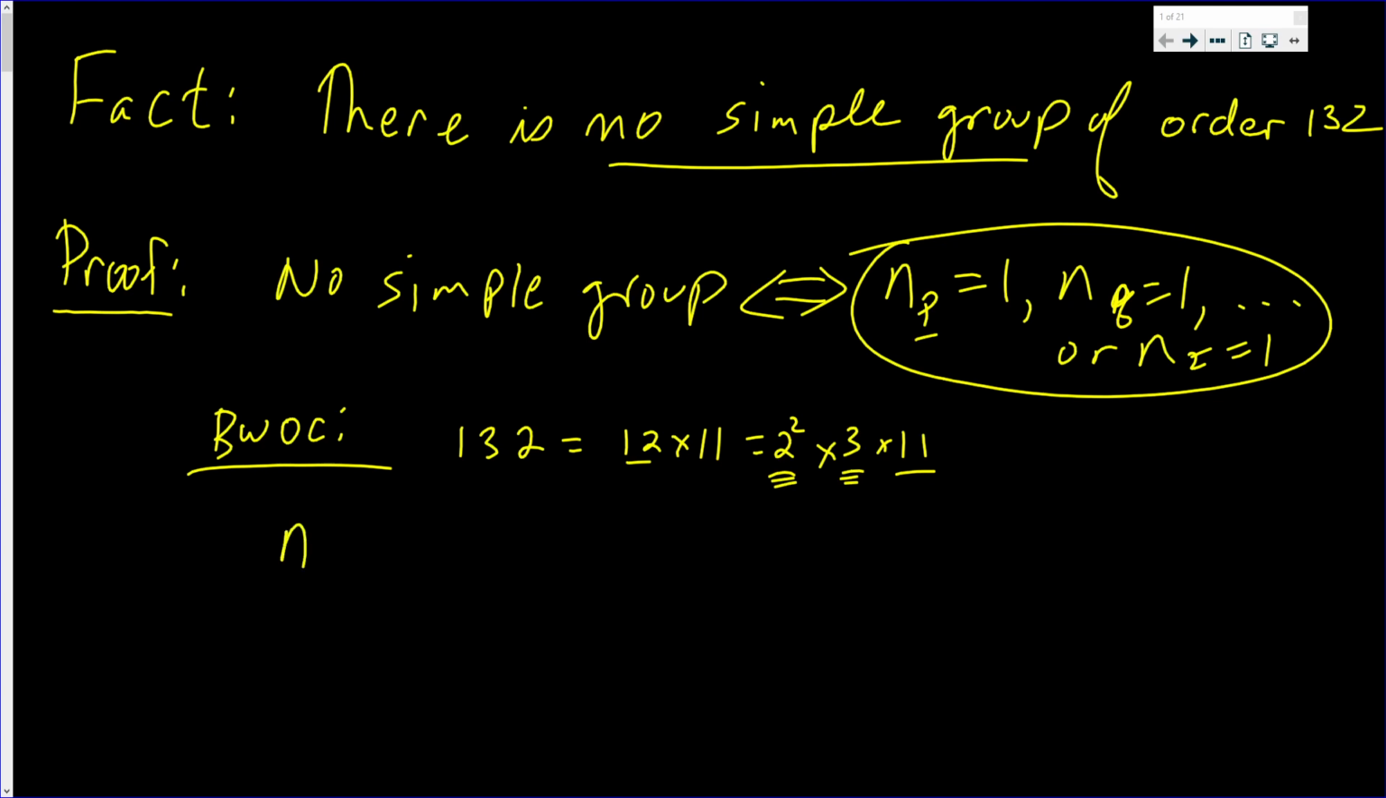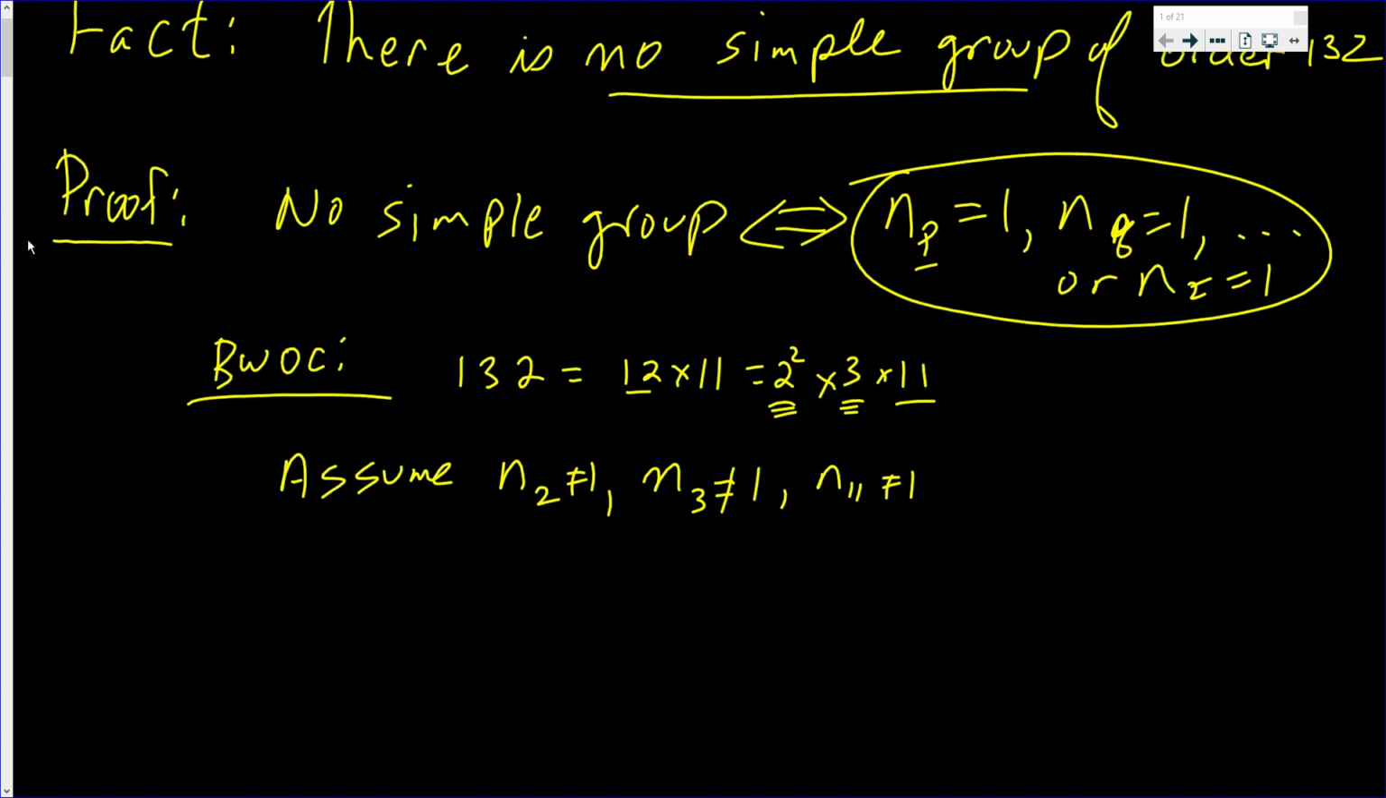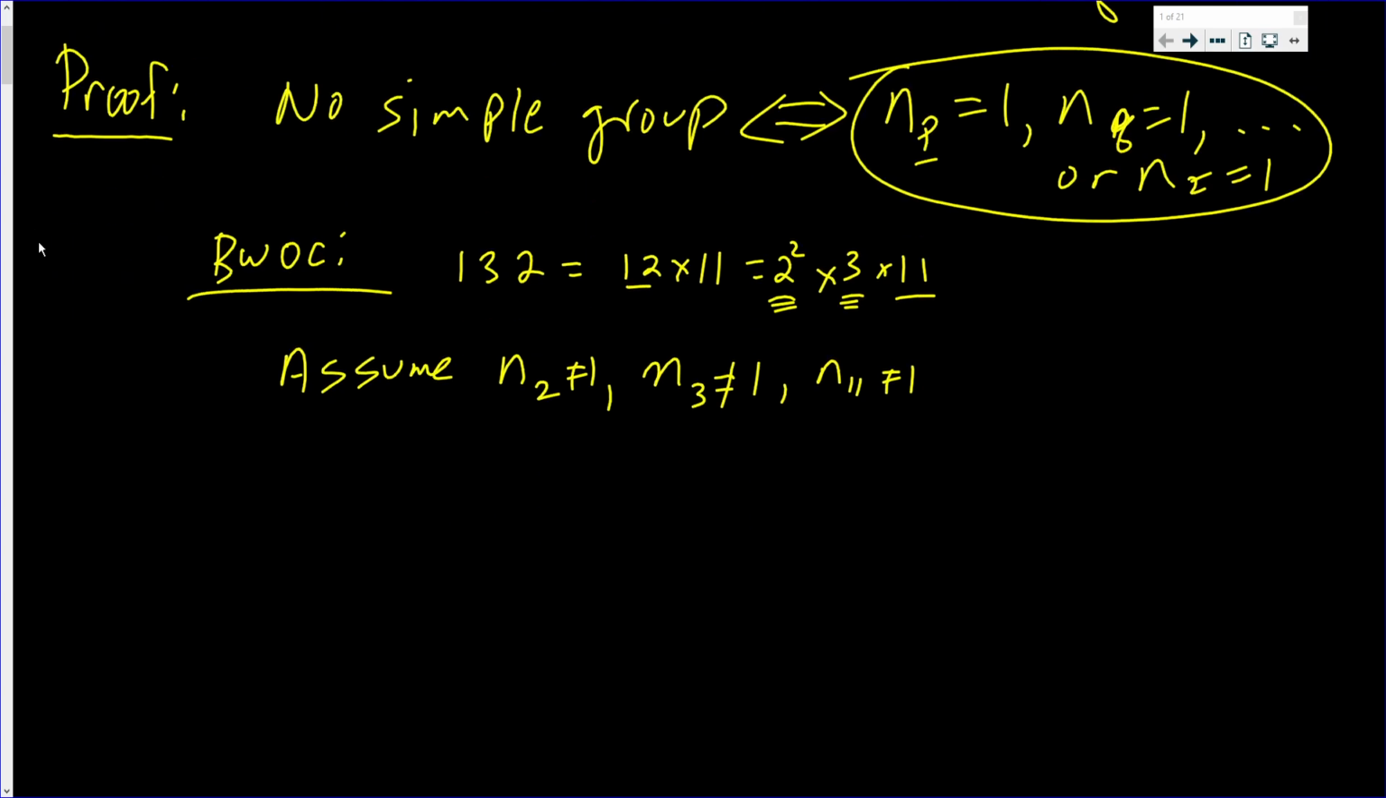Now, we are going to assume that the number of Sylow 2 subgroups is not 1. We are going to assume that the number of Sylow 3 subgroups is not 1, and the number of Sylow 11 subgroups is not 1. And of course, we're going to arrive at a contradiction.